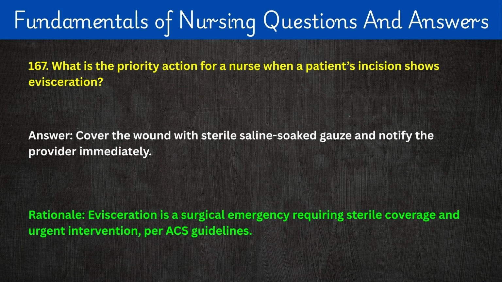167. What is the priority action for a nurse when a patient's incision shows evisceration? Answer. Cover the wound with sterile saline-soaked gauze and notify the provider immediately. Rationale. Evisceration is a surgical emergency requiring sterile coverage and urgent intervention, per ACS guidelines.